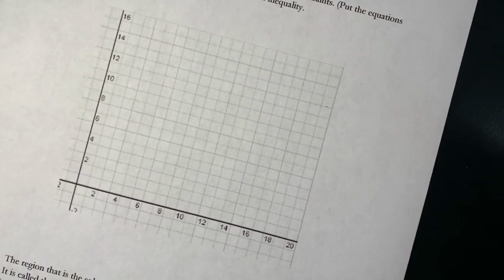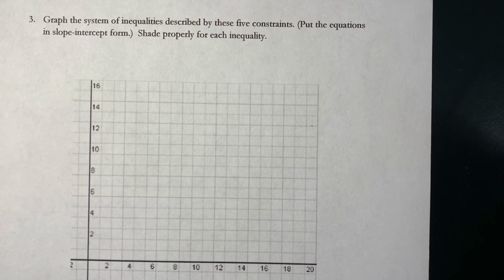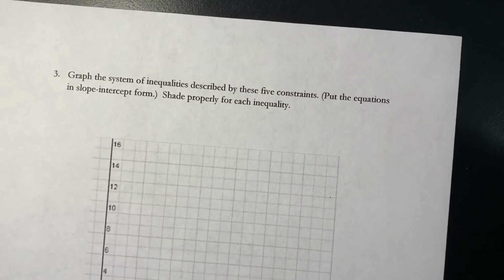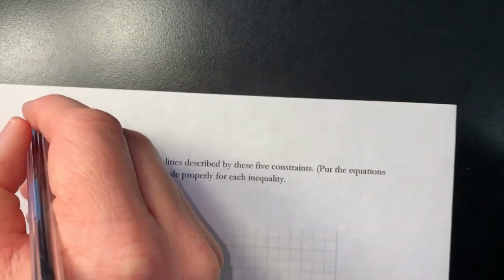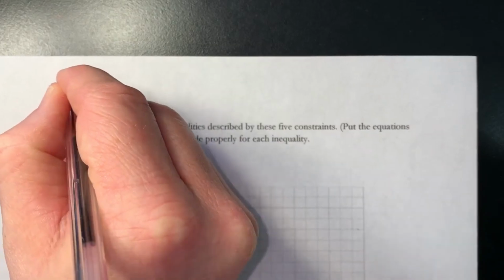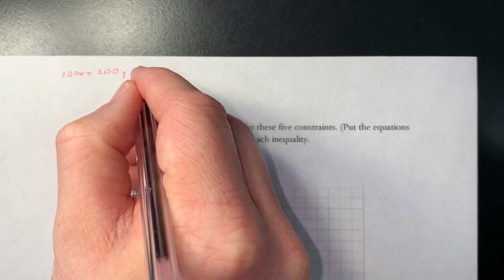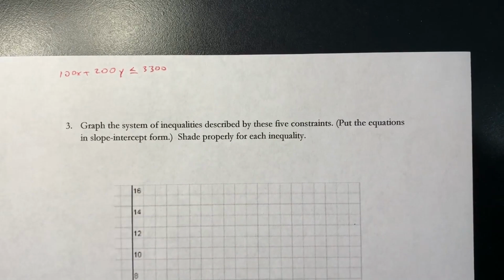Okay, so we are going to graph each of those inequalities based on the constraints that we had, the equations that we made. In order to graph some of them, we're probably going to want to put them into slope-intercept form. So our first inequality was 100x plus 200y is less than or equal to 3,300.